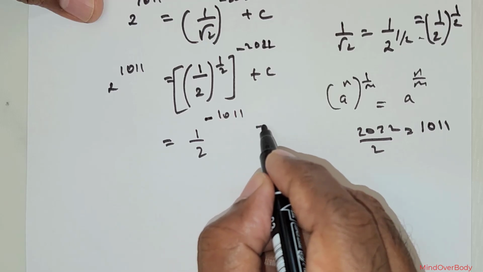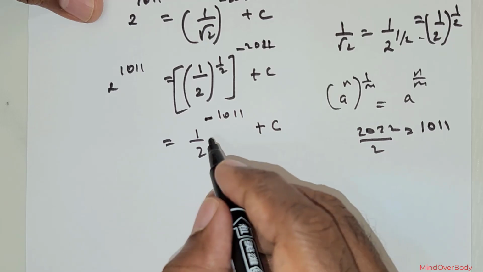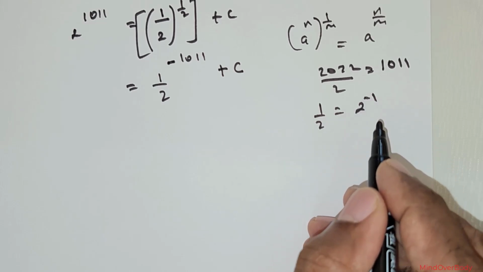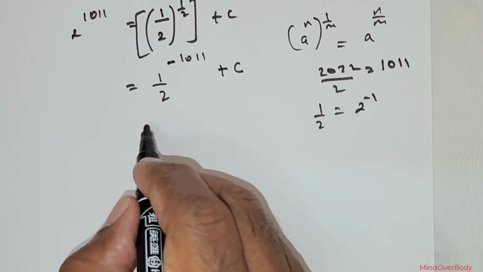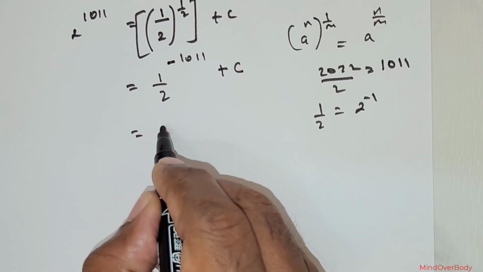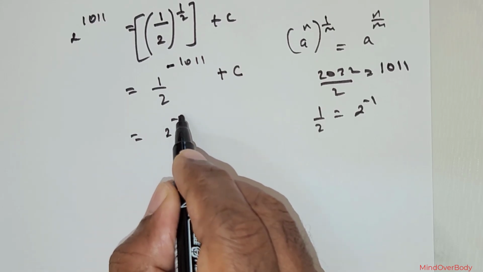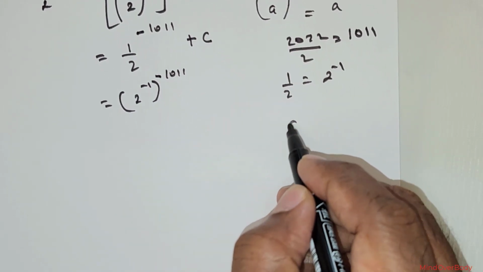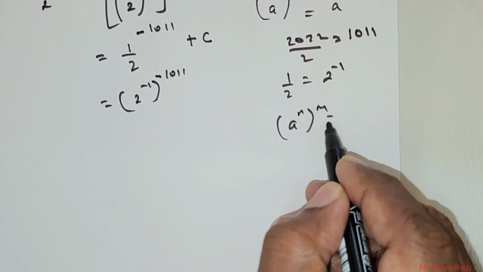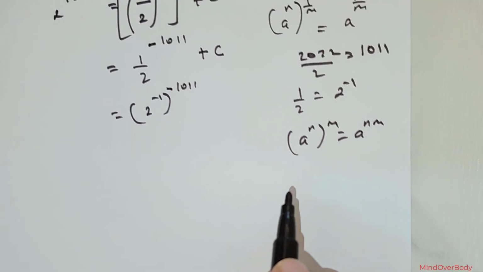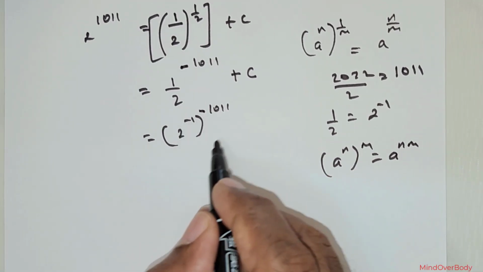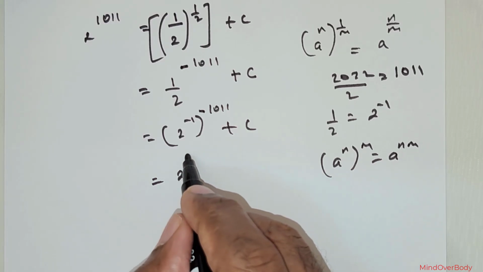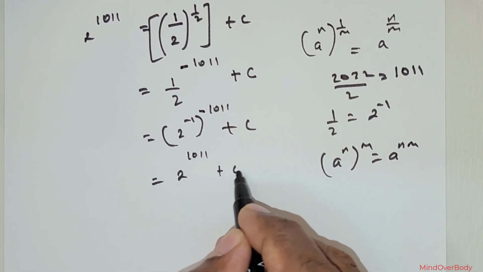So now this is followed by arbitrary constant c. Now 1 over 2 can be rewritten as 2 raised to the power of negative 1, right? So this is equal to 2 raised to the power of negative 1, and this is raised to the power of negative 1011. Now a raised to the power of n raised to the power of m is what? A raised to the power of n times m, right? So negative will become positive. So that's going to be 2 raised to the power of 1011 plus arbitrary constant c.